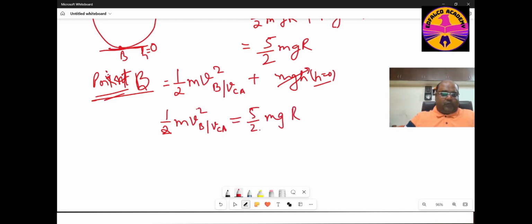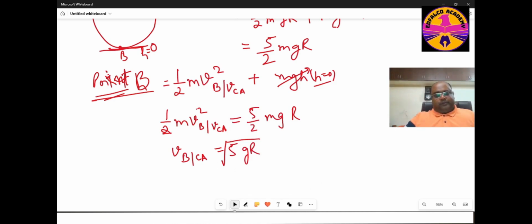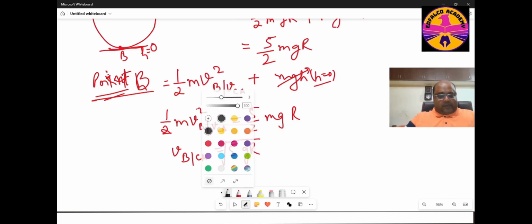Now doing slight calculations, you can find out that vb for critical at A squared is given as 5 gr. I have taken the root over on the other side, so therefore this is equal to root under 5 gr. This is the velocity at the point B. When the velocity critical at the point A is root gr, we get root under 5 gr at the bottom. So that is the second part of the question.